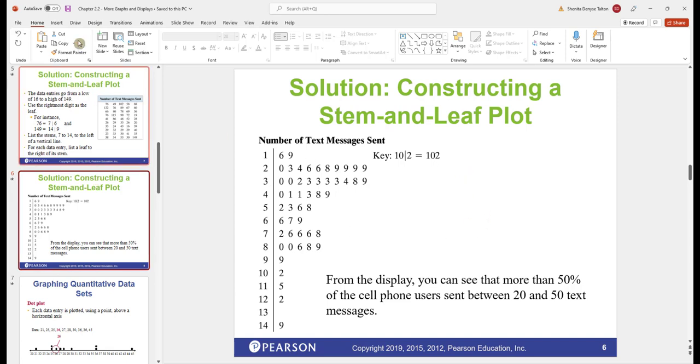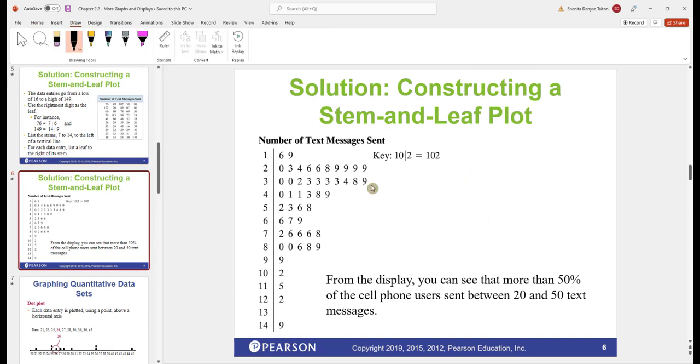You really have to pay attention to the key. As you can see, the key has 10 with the slash and then 2. That means 102. But sometimes this key can be different. This could actually mean 10.2. Okay, so always make sure you understand what the key is telling you, what the stem and leaf represent. So as you can see, you've got all your data values in this stem and leaf plot.